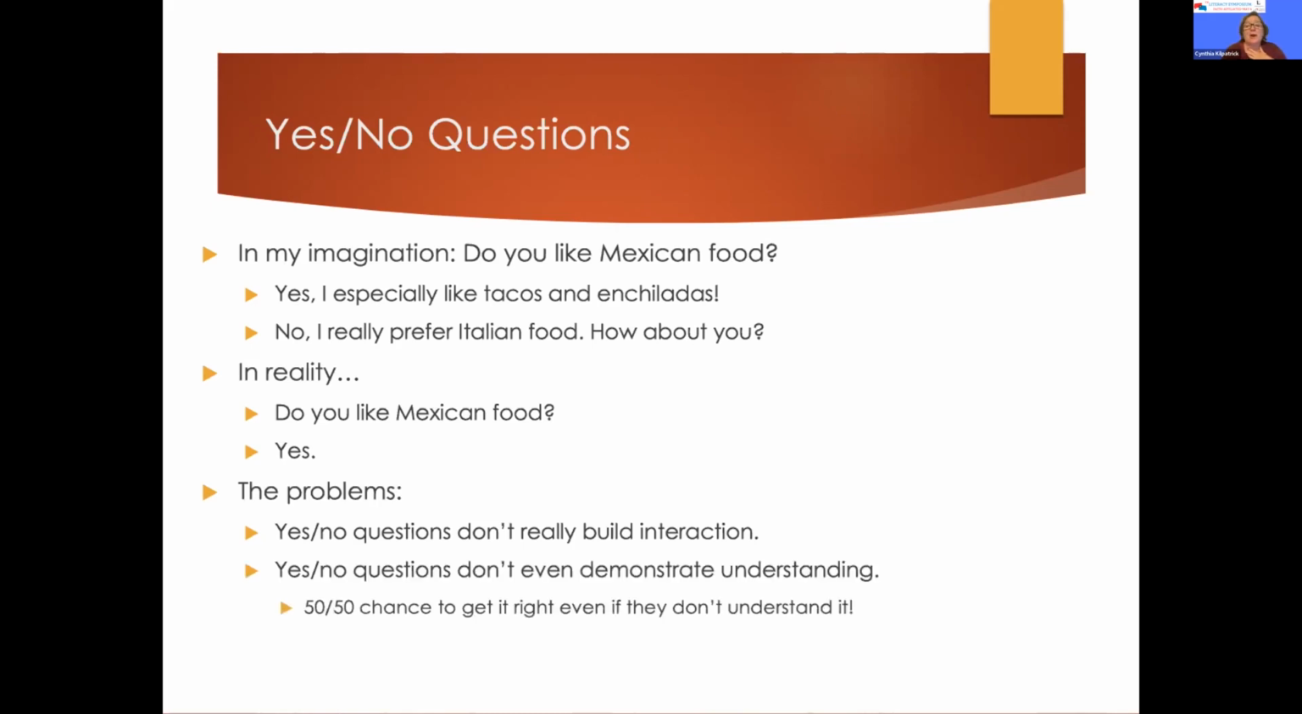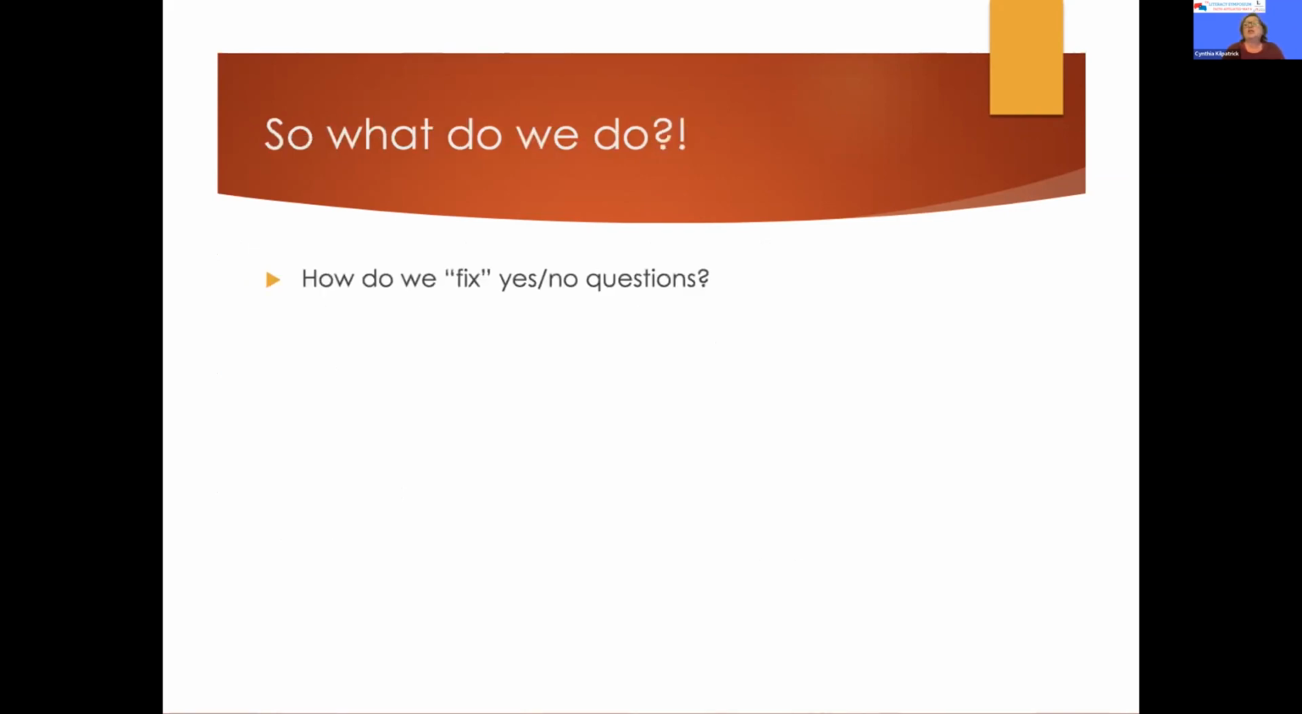Also, yes/no questions don't even necessarily demonstrate understanding. If a student knows that you're asking a yes/no question, they have a 50-50% chance of getting it right, even if they have no idea what your question meant, right? So they don't require students to understand, and they don't really build interaction in the way that we as teachers want to build interaction in our classroom. So what do we do about that? How do we fix yes/no questions so that they're building interaction in our classroom?